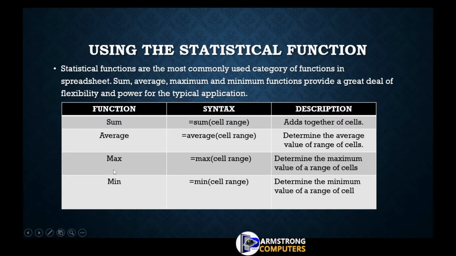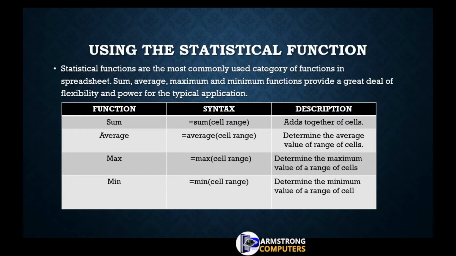We have the maximum. So in the values 0, 2, 3, what is the maximum value? The syntax is equal to MAX, then in brackets the cell range, and the description says determine the maximum value of a range of cells. We have the minimum in the values 0, 1, 2, 3. What is the smallest value in the range? The syntax is equal to MIN, then in brackets the cell range, and the description says determine the minimum value of a range of cells. So that is everything about statistical syntax.